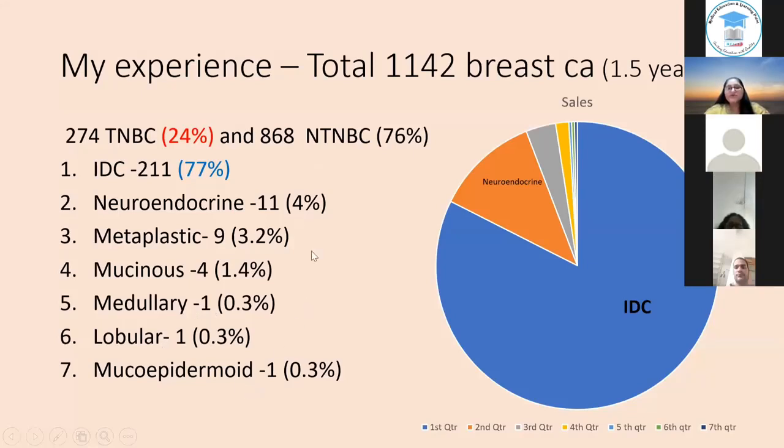You must be wondering that many morphological subtypes are absent in that, and I would like to tell you why. But this is my observation in these 1,000 plus cases. IDC was predominant, then neuroendocrine, metaplastic, and then the minor types. So the two things we came to know in this research are that TNBC corresponds to 15 to 25% of the total cohort of breast carcinoma, and out of TNBC, IDC is the most common. However, neuroendocrine, metaplastic, and other types are also there.